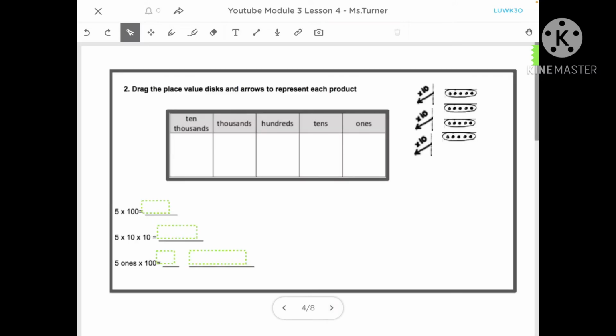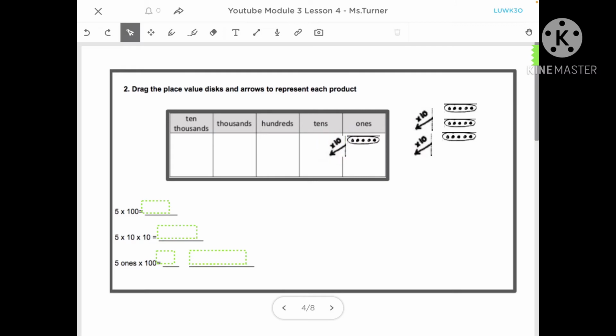All right, you guys, so let's go ahead and get started on our first problem. It says drag the place value discs and arrows to represent each product. I have 5 times 100. Which really means I have 5 ones times 100. So I'm going to drag my group of 5 discs to my ones place, and I'm multiplying by 100. So how many times am I going to drag my 5 ones over? If every time I multiply by 10, every time I move to the next place value, I'm multiplying by 10, how many times do I need to drag my 5 ones? If you said 2, you're absolutely correct.